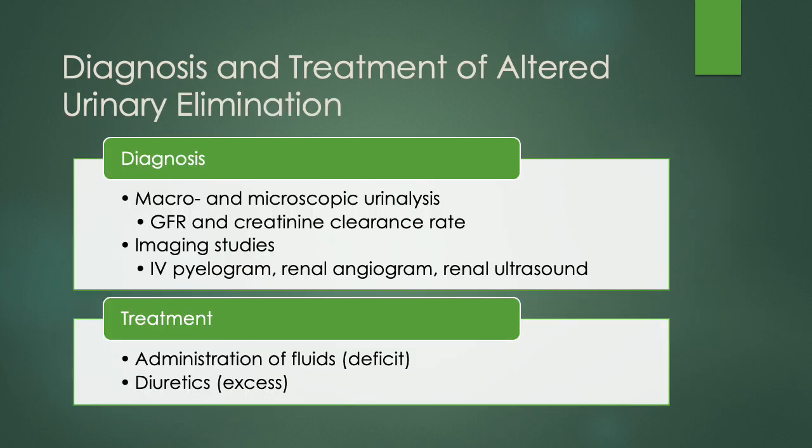As far as your diagnosis and treatment of urinary elimination, we diagnose with macro and microscopic urinalysis, and we talked a little bit about that in the previous slides. We'll also look at your GFR and creatinine clearance rate, and we'll also look at your BUN. Imaging studies again include that pyelogram or renal angiogram or renal ultrasound. As far as your treatment, you may have fluids that are administered, or you may have diuretics that are administered depending on the condition that is presented.